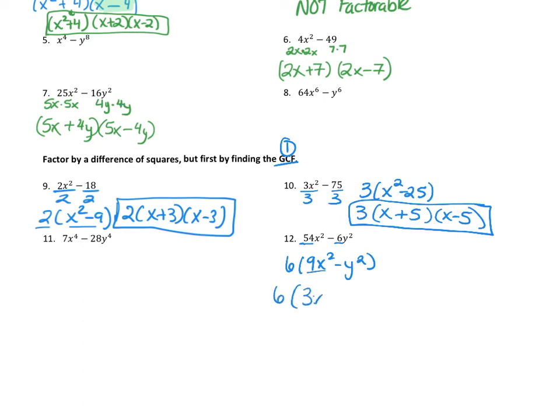9x squared is 3x and 3x. Y squared is y and y. One would be a plus, one would be a minus. So keep in mind, difference of squares can sometimes be hidden by a GCF. If you have other questions on factoring, please let me know. Otherwise, you can move on to the practice.